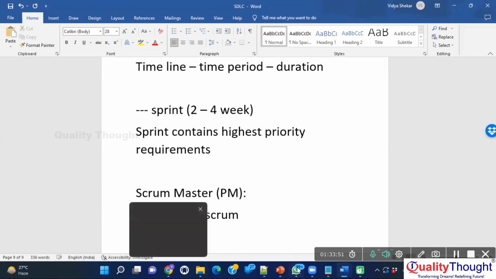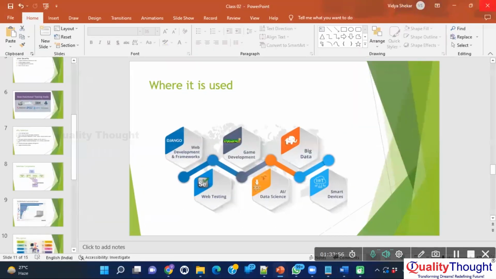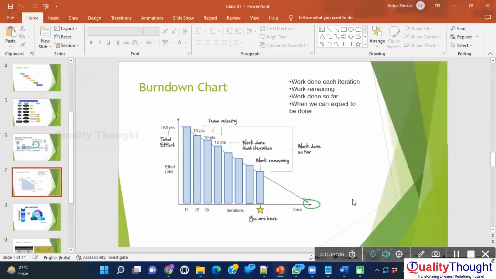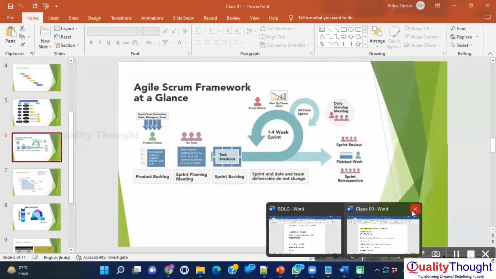There is one more thing called the product backlog. Any idea what the product backlog is? Requirements. Okay, user stories. Yeah, a collection of.